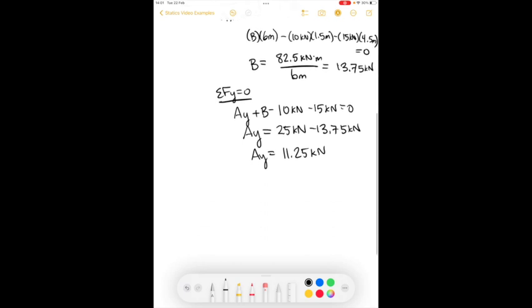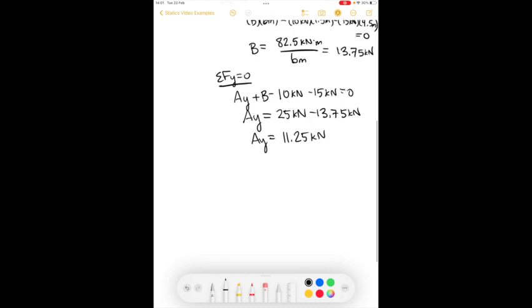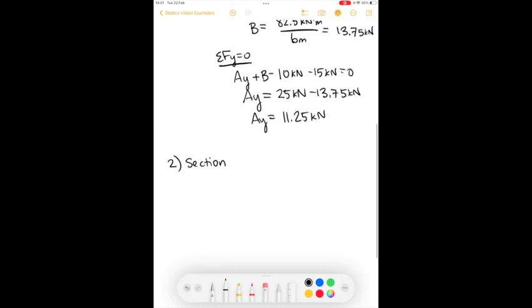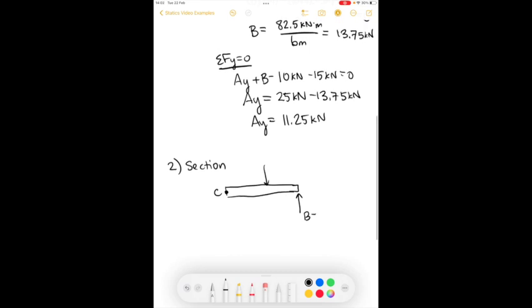Now that we have our reactions, we're going to create a section. So we're going to cut our beam in half. We're going to cut it at the point C, and we're going to choose one side. I'll choose the right-hand side because that has slightly less forces applied to it. So we have the force B, which is equal to 13.75 kilonewtons, and we have this external force of 15 kilonewtons.